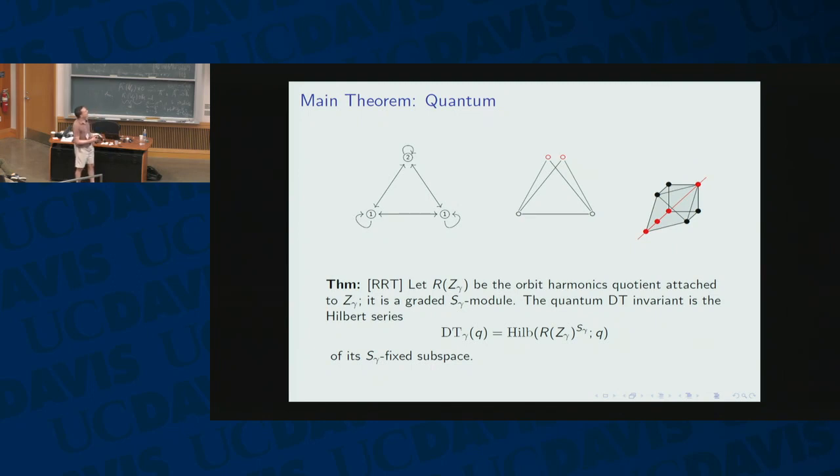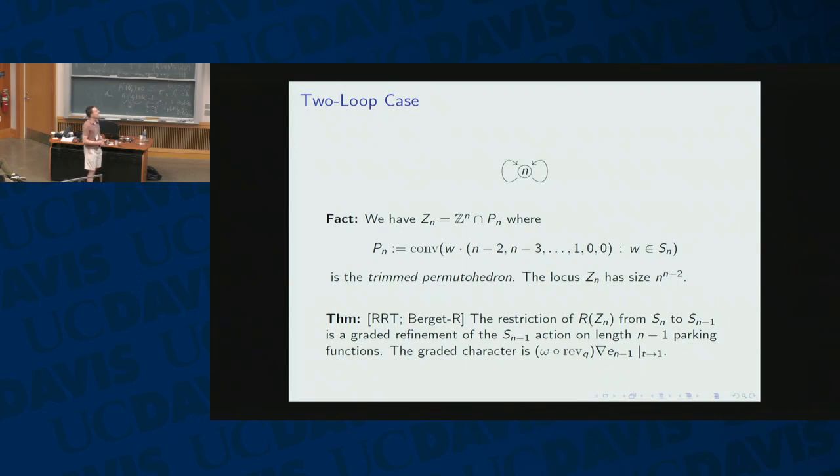So let's again look at this locus of break divisors, Z gamma. Let's take the associated orbit harmonics quotient. So it's a graded module over this product of symmetric groups, S gamma, corresponding to our dimension vector. And the quantum DT invariant is just the Hilbert series of the associated fixed subspace. Right? So it's the graded trivial component. And again, what might these rings look like?